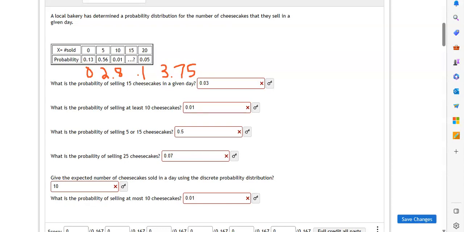And that's 1. And then if we add up all of these numbers that I just got, that's going to be the expected number of cheesecakes, or the mean. So if I add 0, 2.8, 0.1, 3.75, and 1. So let's see, 4.75, 4.85, plus 2.8, it ends up being 7.65. So what will go in this blank is 7.65.